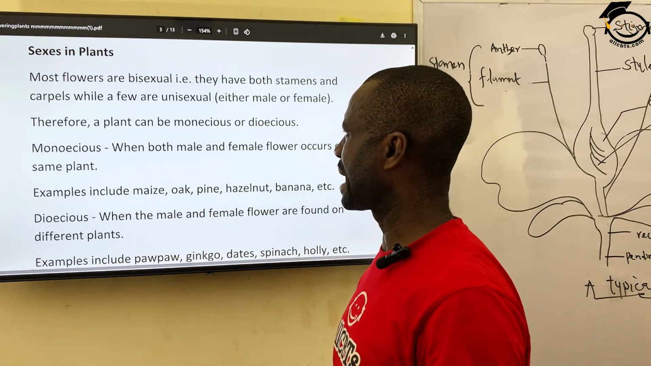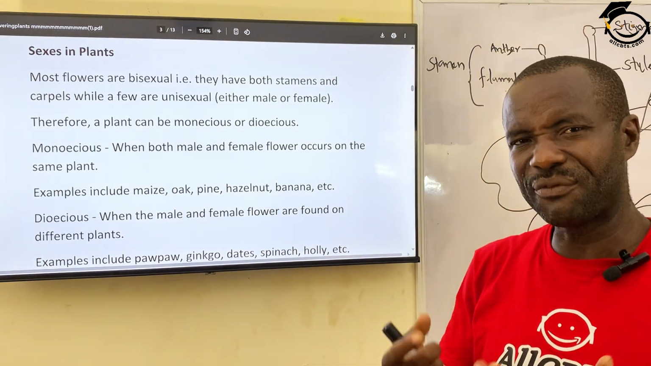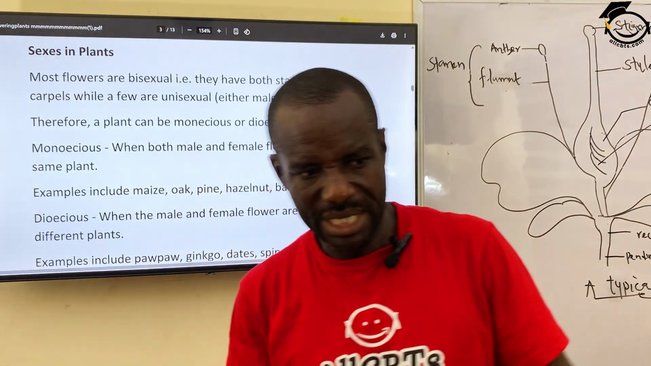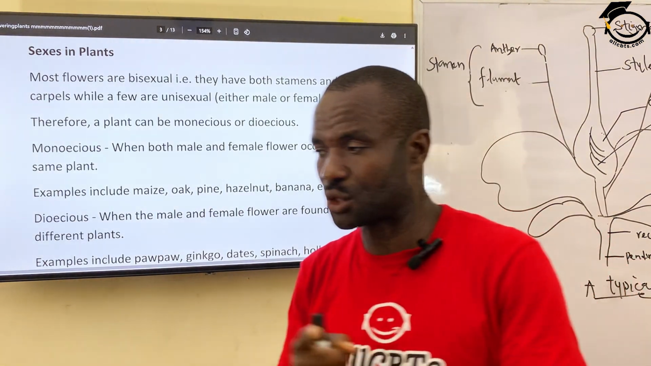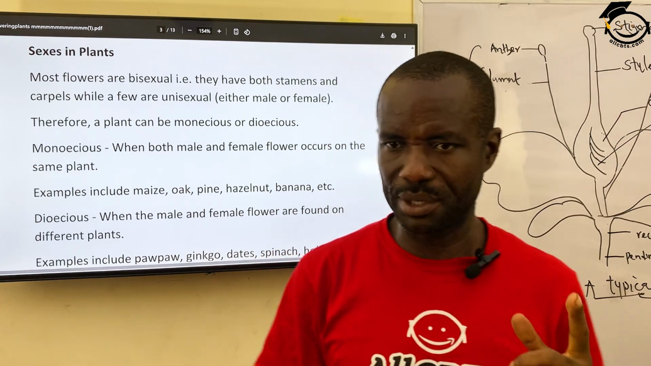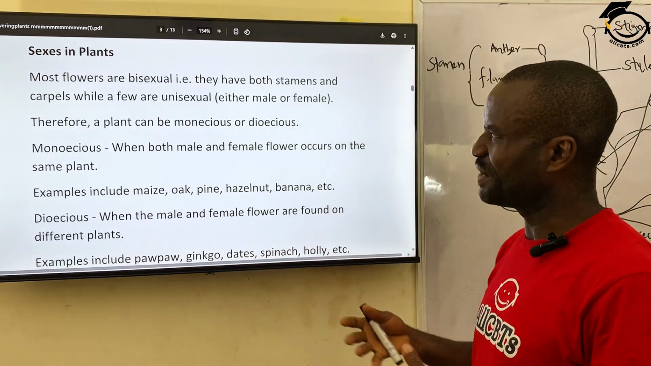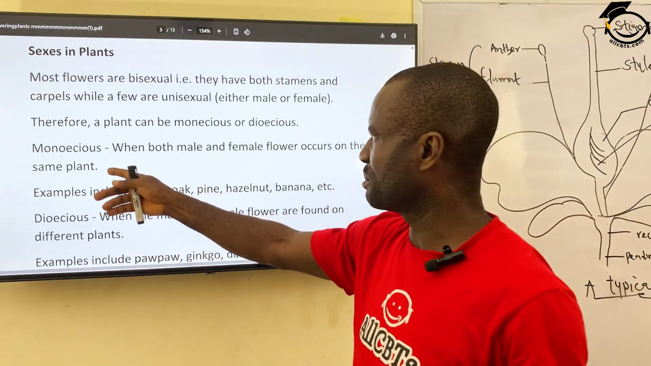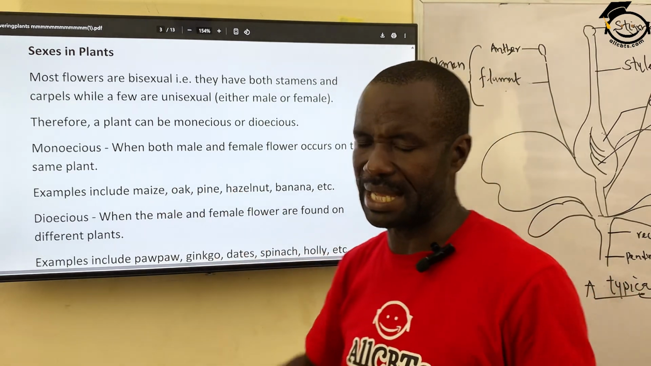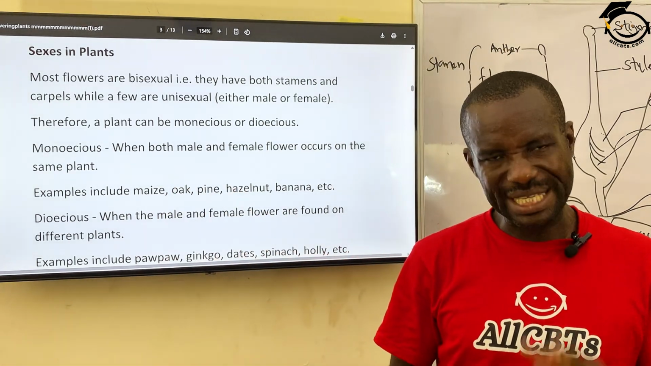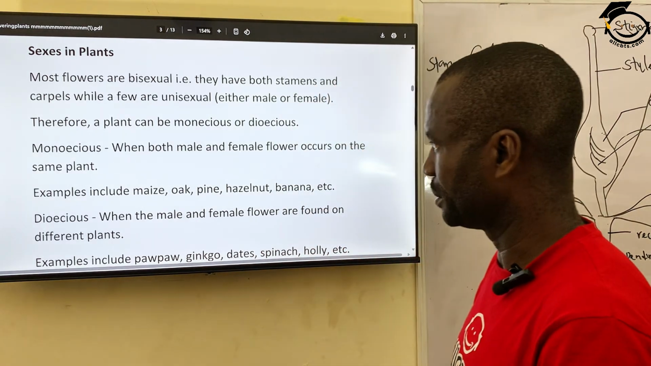Therefore, a plant can be monoecious or dioecious. Monoecious means if a flower has a single sexual organ, either male or female, we call them monoecious. But they are dioecious if they have both. So monoecious means when both male and female flowers occur on the same plant. Monoecious, the same plant housing both male and female.